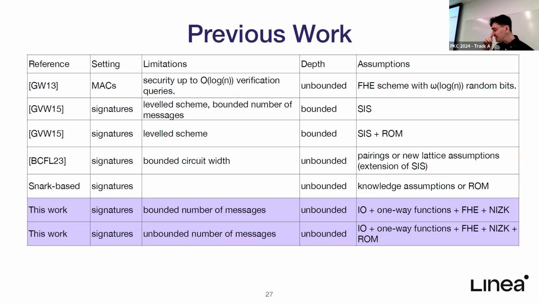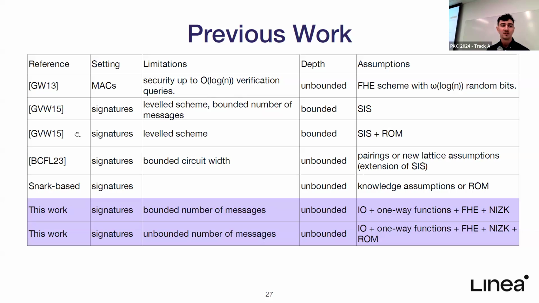Looking a bit at the state of the art on fully homomorphic signatures, a paper from 2013 showed how to do this for MAX. In this symmetric key setting, the depth was unbounded, but it has some limitations. The security was only up to a logarithmic number of verification queries, where this N is the number of messages that you sign. And also this is not so much of a limitation.